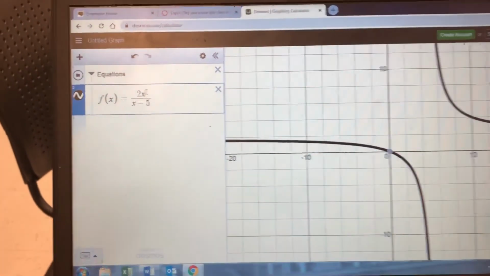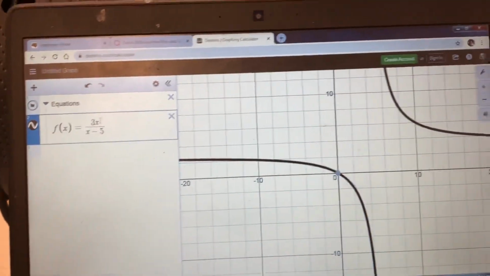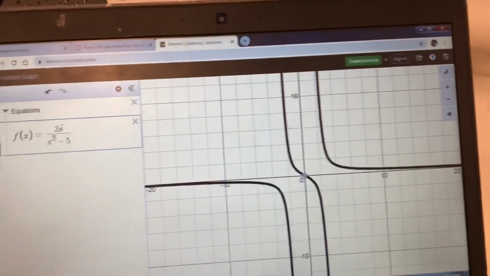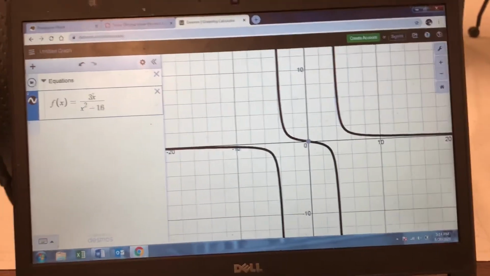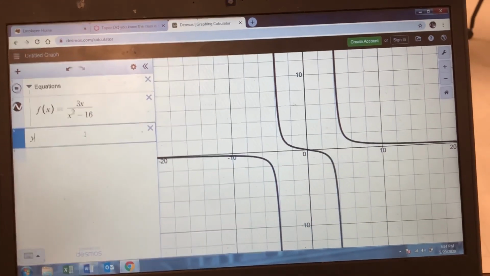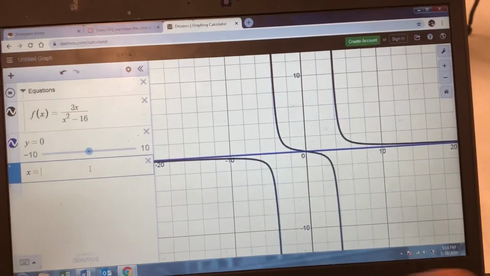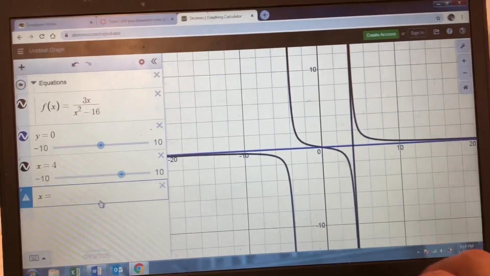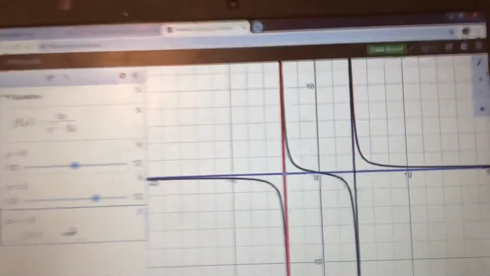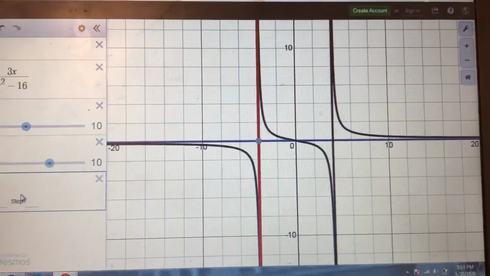Okay, so we had 3x on top, and we had x squared minus 16. And we claimed that we had a horizontal asymptote at y equals 0. There it is. A vertical asymptote at x equals 4, and another one at x equals -4. Now I could turn on all the dotted lines and change the colors, but our asymptotes seem correct. And that looks a lot like what I drew.